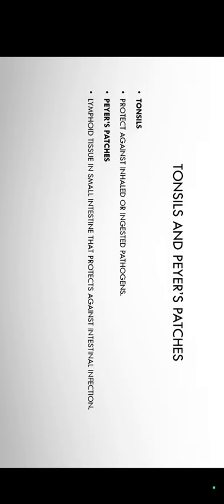In immune response, similar to lymphoid tissue, it is a center where multiplication of both B lymphocytes and T lymphocytes occurs. When stimulated by the presence of antigen, the B lymphocytes enlarge and convert into plasma cells. Next, tonsils and Peyer's patches. Tonsils protect against inhaled or ingested pathogens. Peyer's patches are lymphoid tissue in the small intestine that protect against intestinal infection.